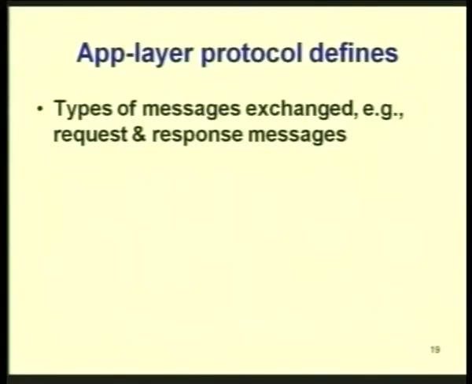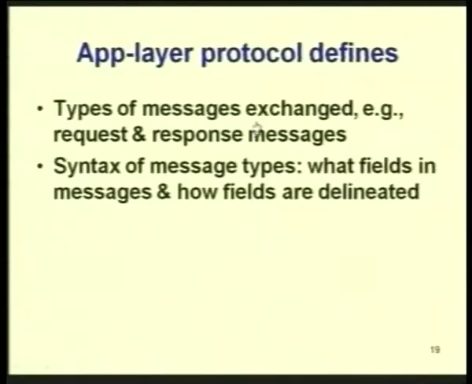Next we will look at what an application layer protocol actually does. An application layer protocol basically defines the types of messages which are exchanged, for example request and response messages. Normally we talk about a request response protocol, in which requests are sent from a client to a server and the server responds with some messages. So it is a request message followed by a response message. When we talk of an application layer protocol, the first thing we define is the type of messages exchanged.